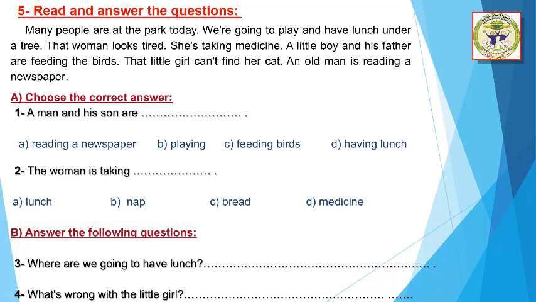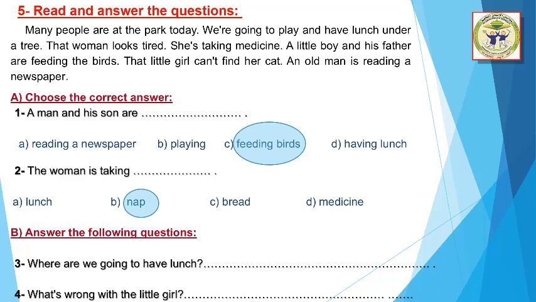Question A, choose the correct answer. In this question, I'll ask you to read the passage again in order to put a circle on the correct answer. Number 1, a man and his son are reading a newspaper, playing, feeding birds, or having lunch. Yes, what's your answer? A man and his son are feeding birds. Number 2, the woman is taking lunch, nap, bread, medicine. The woman is taking what? The woman is taking medicine.